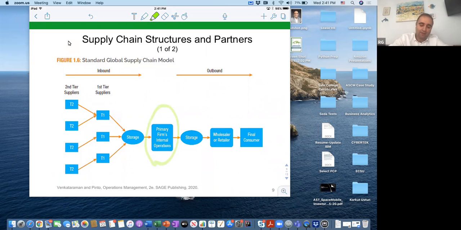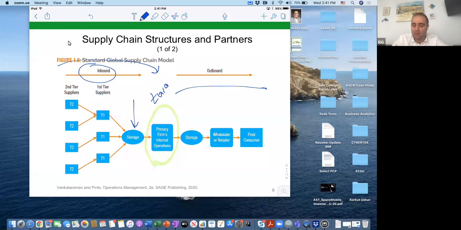So let's say this is Zara. You're going to watch a quick case study in module 1 about Zara. Let's assume that this company is Zara. Every operation that is coming into Zara, we call inbound operations, right? Everything that Zara sells towards the customer, let's say the customer is somewhere here, those are called outbound operations.